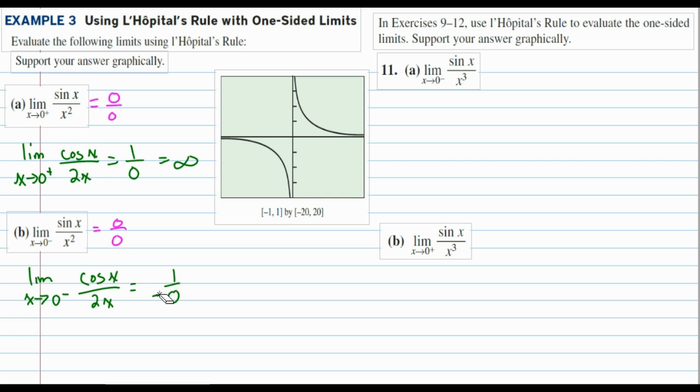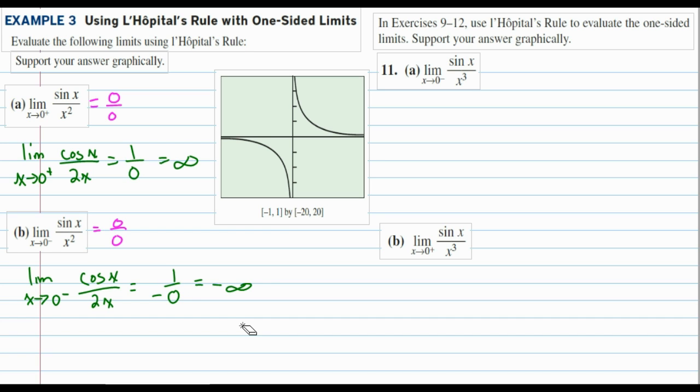So 1 divided by these negative numbers that are getting really close to 0 is not going to produce positive infinity. It's going to produce negative infinity as its limit. So that's what's going on here. This function, the cosine of x, is getting divided by values getting very close to 0, but negative values. So positive 1 divided by negative teeny values would produce negative infinity.